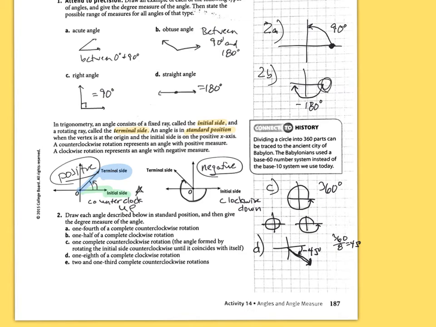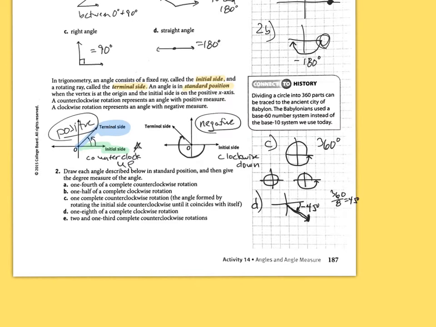Then for part E, this one is a big one. So for part E, we're going 2 1/3. So we're going 360 plus another 360, and then 1/3 of 360 is 120. So then we're adding 120 to this. So we're going a total of 840 degrees. Or you could just take 2 1/3 times 360.